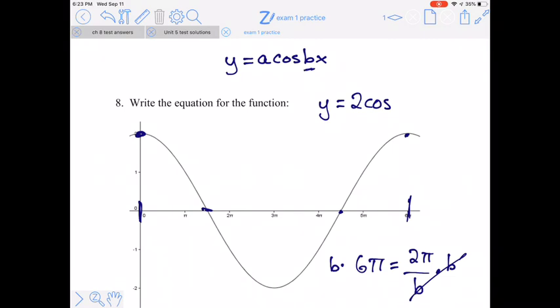And so that's why we had to find the value of b, which was 1/3. So you could write this as 1/3 times x. That's fine if you want to write it that way. Or you could write it as x over 3. Same thing.